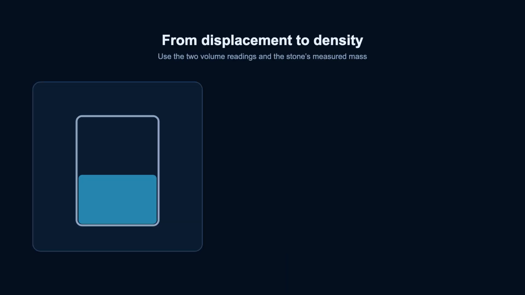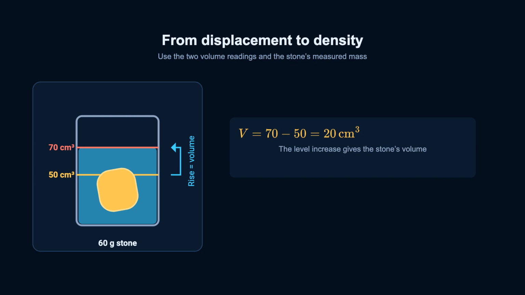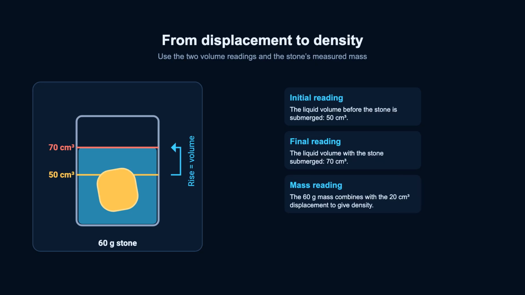Suppose the liquid level begins at 50 cubic centimeters and rises to 70 cubic centimeters when a 60-gram stone is submerged. Its volume is 70 minus 50, which equals 20 cubic centimeters. Now apply ρ equals m divided by V. Density equals 60 grams divided by 20 cubic centimeters, giving 3 grams per cubic centimeter. Each reading has a distinct role.